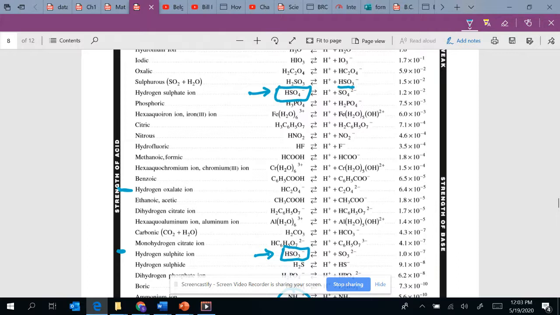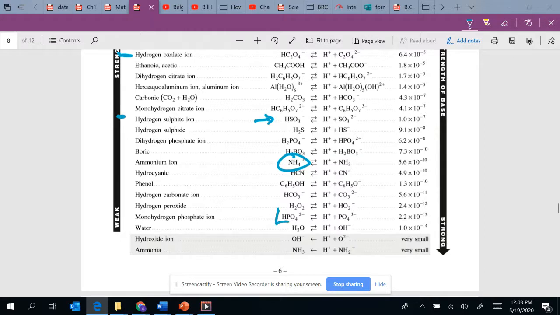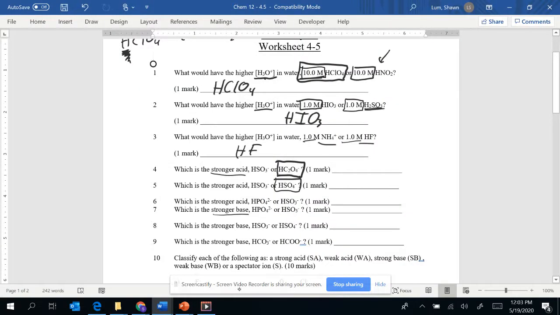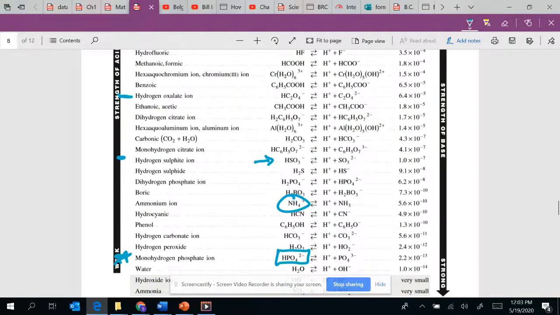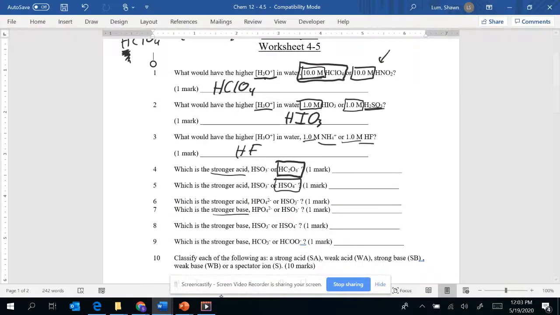HPO4, HSO3. Just going to erase some of this stuff again. HPO4 right there. And what was the other one? HPO4 and HSO3. And we just did that one, of course. So here it is. So HSO3 is higher. Oops. Wrong one. HSO3 is higher. So that one.